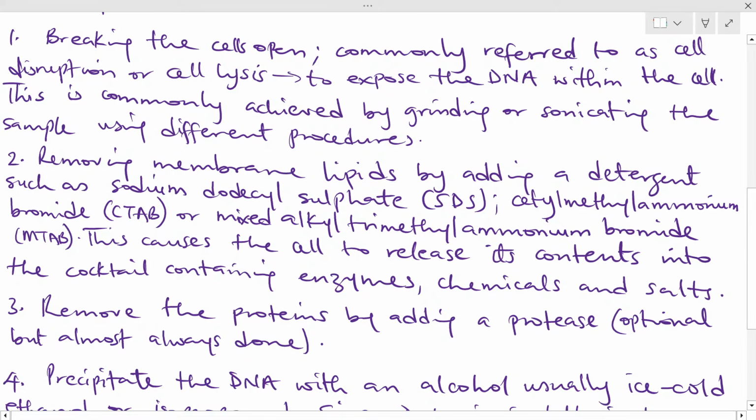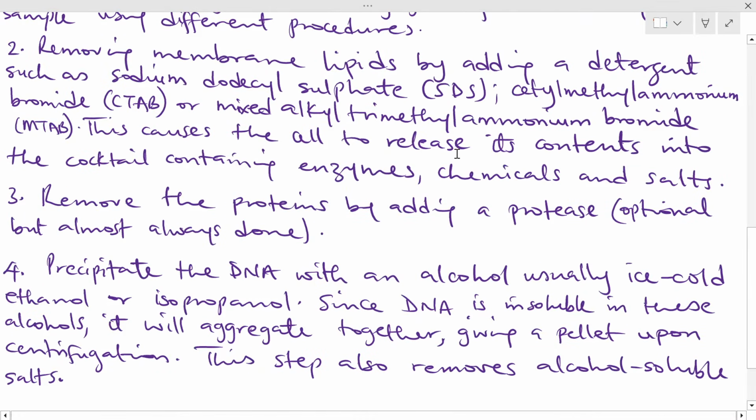The third step in your DNA isolation is that you remove the proteins by adding a protease. A protease is an enzyme that catalyzes the removal of proteins. It's an optional process, but it's almost always done during research. Why? Because researchers want to obtain the purest form of DNA as much as possible.